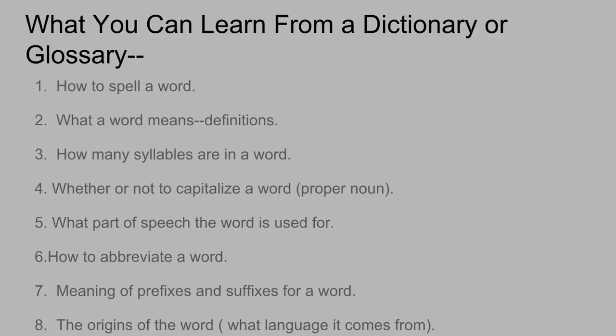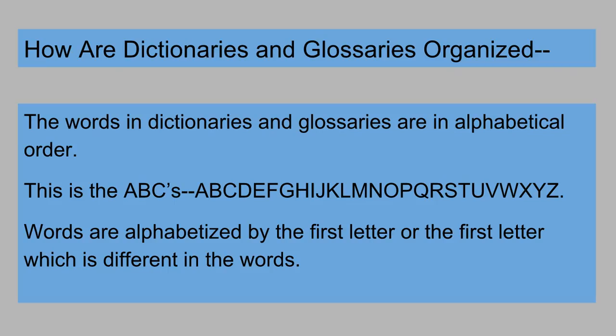Number 6, how to abbreviate a word. Number 7, meanings of prefixes and suffixes for a word. And 8, the origins of the word or what language it comes from.